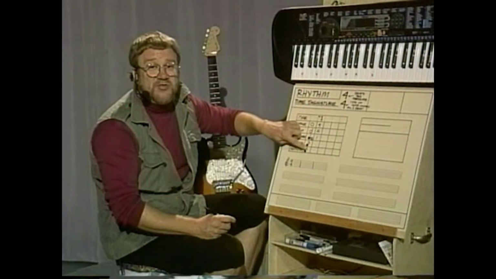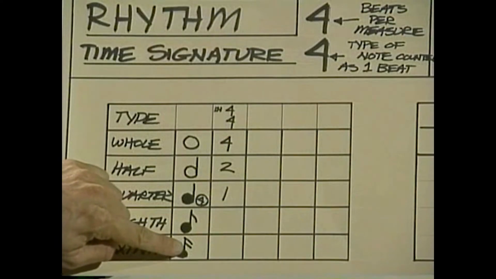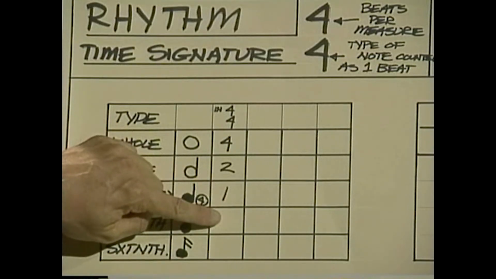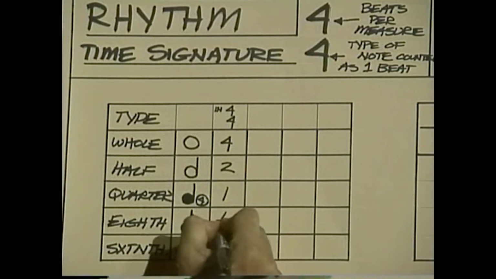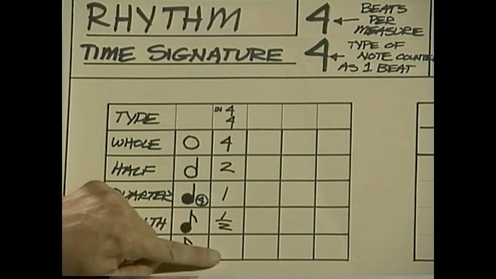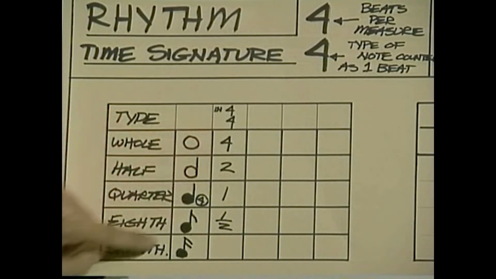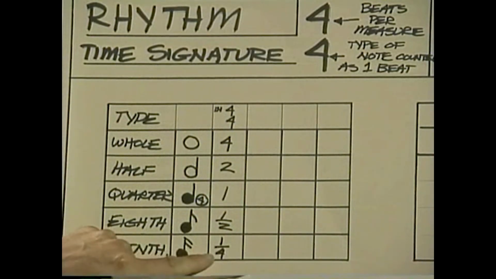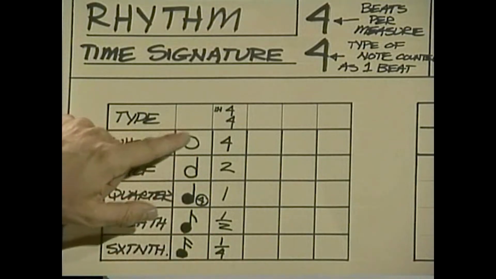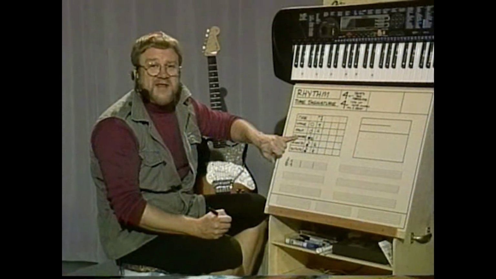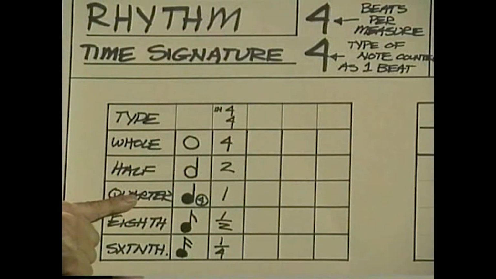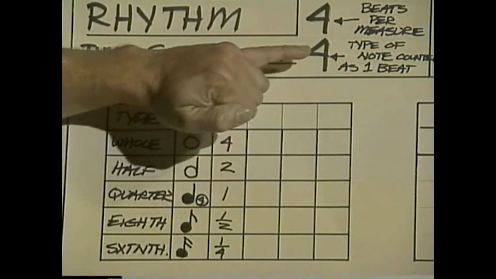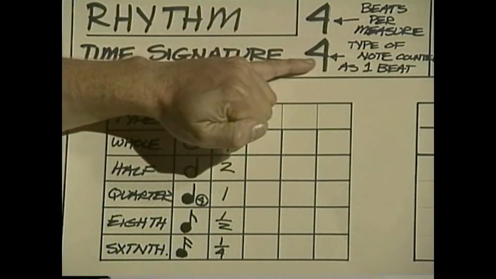Now, these with the posts and flags down here are of lesser time value. Again, dividing the beat first in half, so an eighth note lasts for a half a beat. And then finally, in a time signature of 4/4, a 16th note would actually last for a quarter of a beat. So, a quarter note, as many of you have been told, does not always last for one beat. It only lasts for one beat in a time signature whose bottom number is 4.